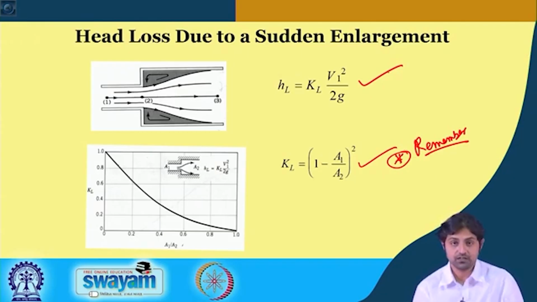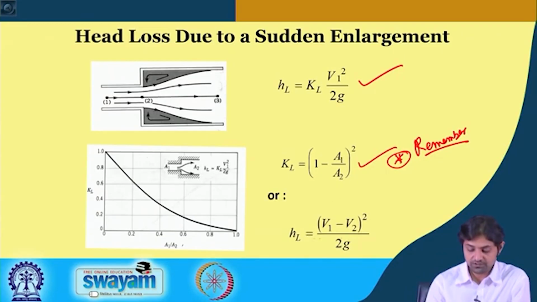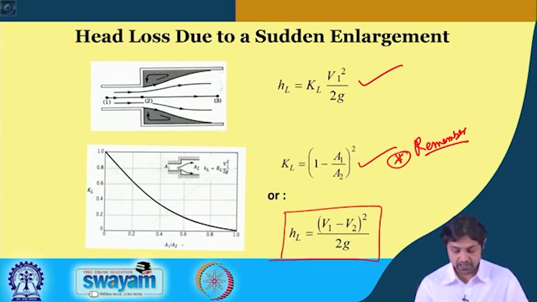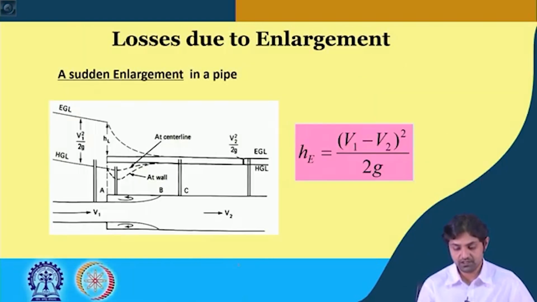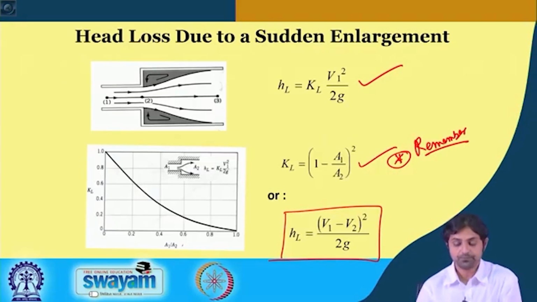And in case of sudden contraction, KL was 0.5, if you remember. So, if you put this, we come back to the formula which we saw on the last page. You can also see head loss is going to be V1 minus V2 whole square by 2g, as we saw in the last slide here. This is also important.